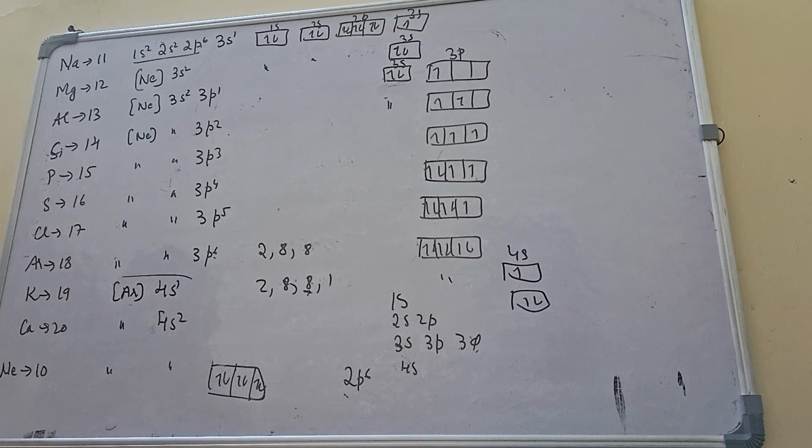After that we will talk about how there is some difference in the configuration of chromium and copper. It is a little different from the expected configuration. We will discuss that. And the last topic is about the curves. And once we are done with the curves, that's it. So one more session and we are done with this topic.